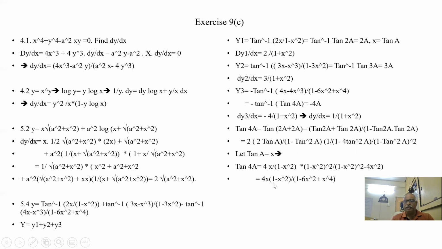4 tan theta into 1 minus tan square. 4 tan theta minus tan cubed, 4 tan cubed theta. 4 tan theta minus 4 tan cubed theta, by 1 minus 6 tan square theta plus tan to the power of 4 theta. Okay.